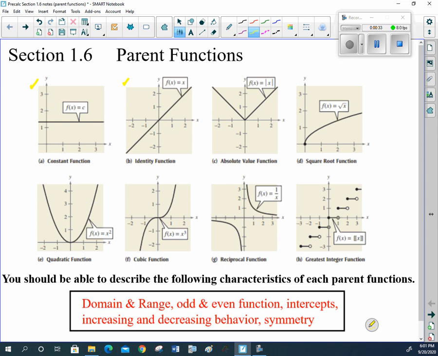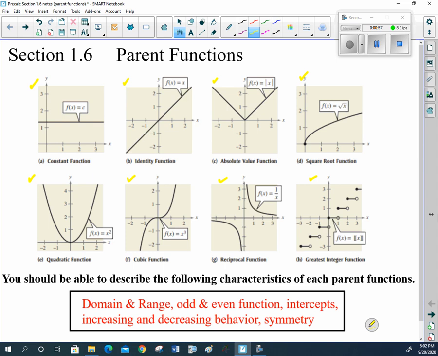This one right here, absolute value, we've done that one. We've done square root. We have done the parabola, x to the third. You've studied that one. The last two may be new ones, the reciprocal function, here, 1 over x. We'll study that one a little bit more. And then the greatest integer function. That's this one right here. So it looks like it's a step function.